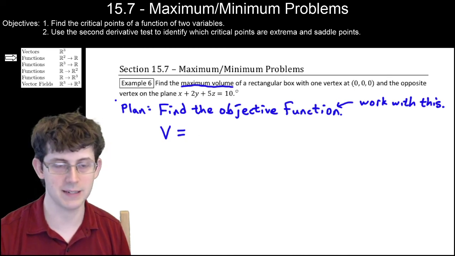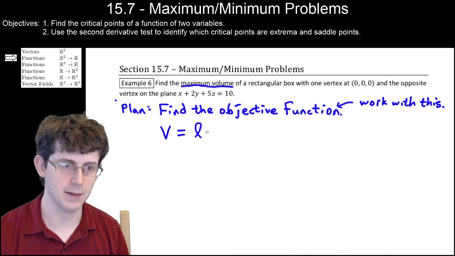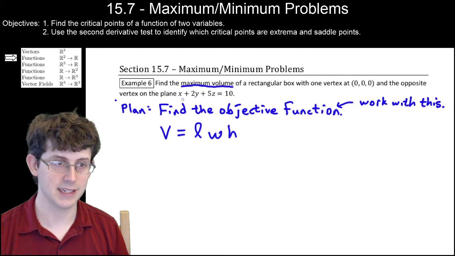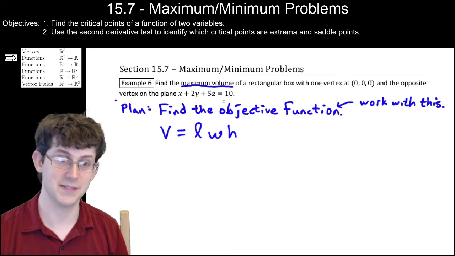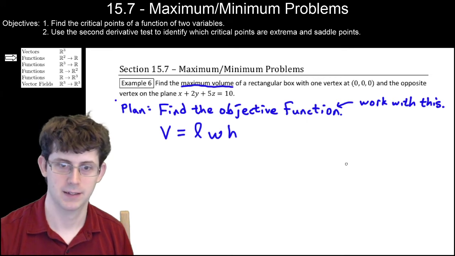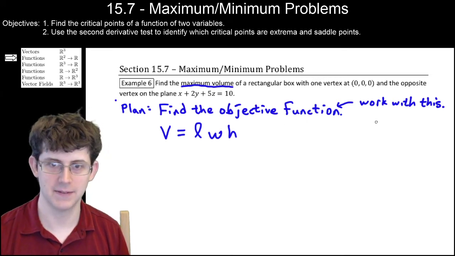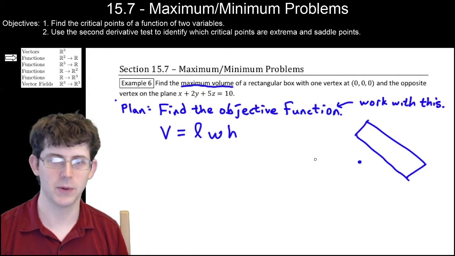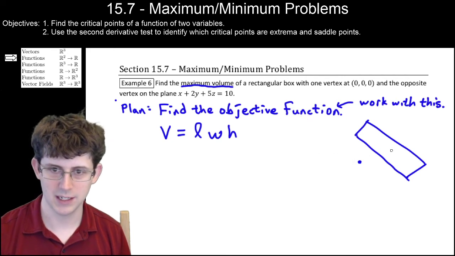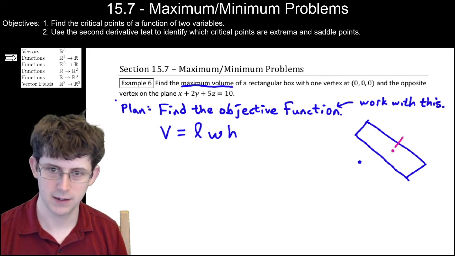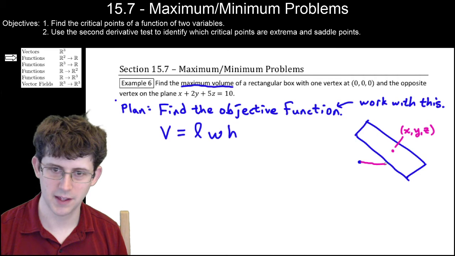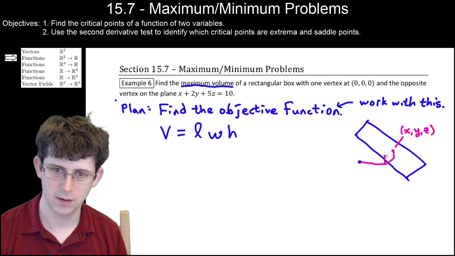Okay, so what are we doing? Find the maximum volume of a rectangular box. So it's going to be a box, so it's going to be length times width times height. One vertex is at 0, 0, 0, and the other vertex is on the plane x plus 2y plus 5z equals 10. Okay, so there's some plane out there, and you're fixed at the point 0, 0, 0. And then the question is, well, if I pick a point out here, x, y, z, what volume do I end up with? Of this box.